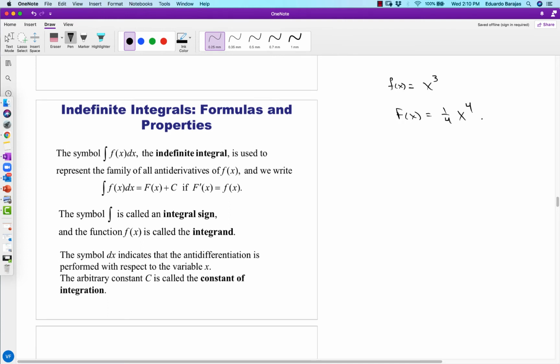1/4 x to the 4th power plus c. And so putting it into this style of notation, we'd say that the integral of f of x dx is equal to capital F of x plus c, where in this particular situation, this would be the integral of x cubed dx is equal to 1/4 x to the 4th plus c, right?